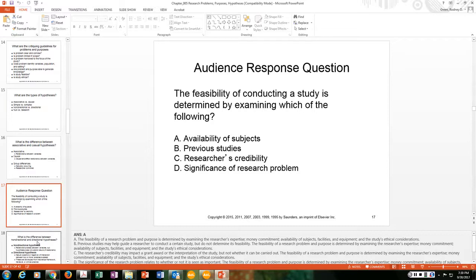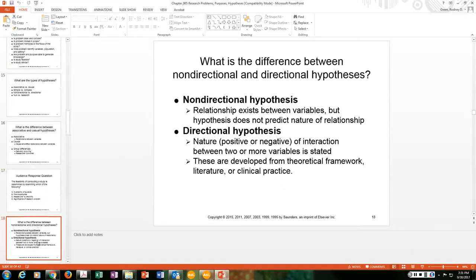So, what do you say about A? Feasibility. Is it doable? Well, A, availability of subjects, that's important, right? So A is one. Previous studies, no. Researchers' credibility, no. Significance of the research problem, no. There's only one answer, A, availability of subjects. And I'll have you read the information down below by yourself.